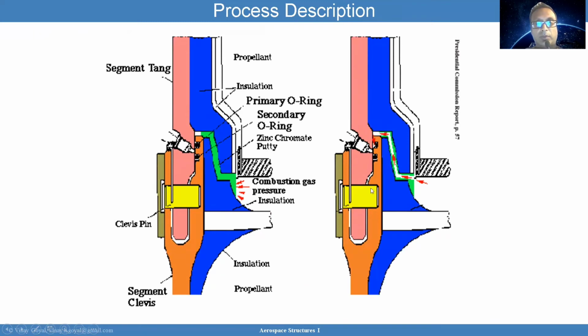So how did this happen? Well, you have the combustion gases on this side where the propellant is. And so then the hot gases start to basically bypass the first O-ring, and then it basically was not sufficient. And so sometimes you may think that the secondary O-ring could be helpful, but in this case, clearly not.